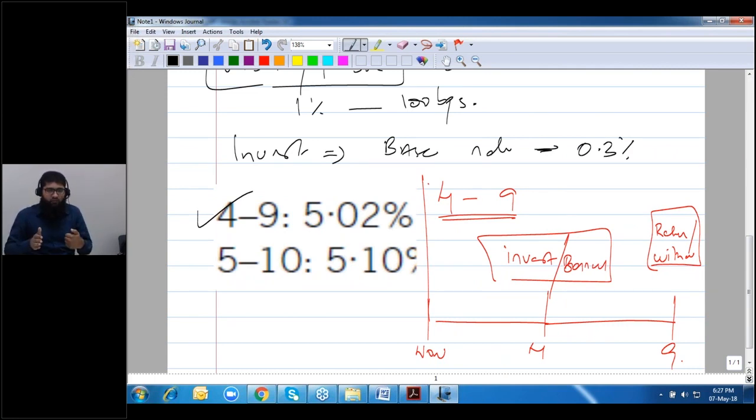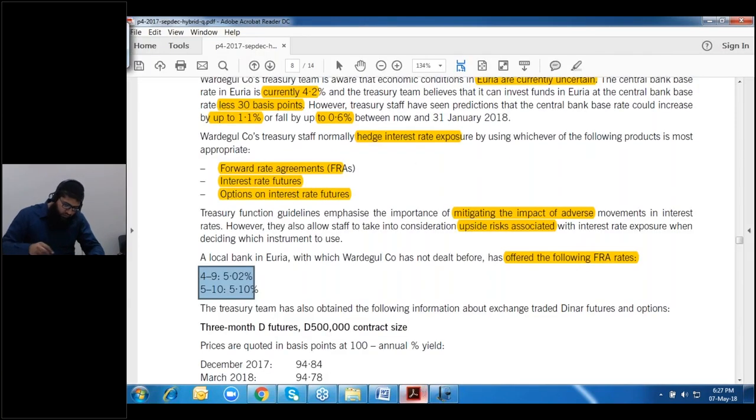So what we have here is we are standing on 1st of October. So we've got October, November, December, and January, the 4 months. So it's going to be 4 months, and then Feb, March, April, May, June. Now, let's move forward. So the relevant FRA in the given scenario is going to be 4-9, 5.02%.